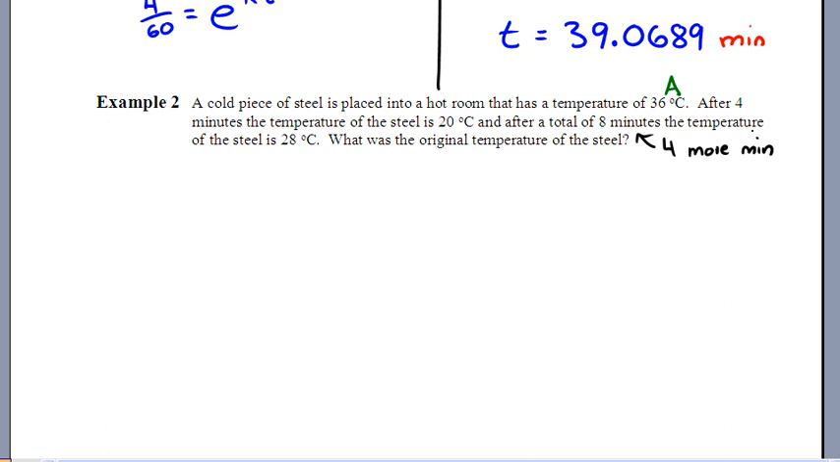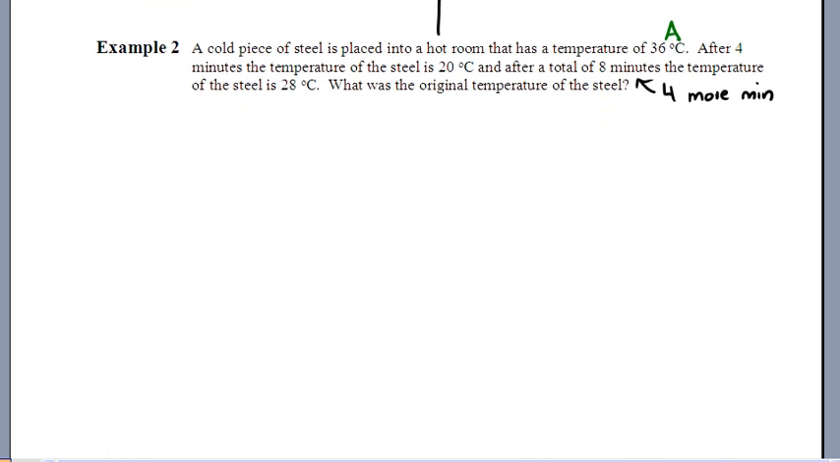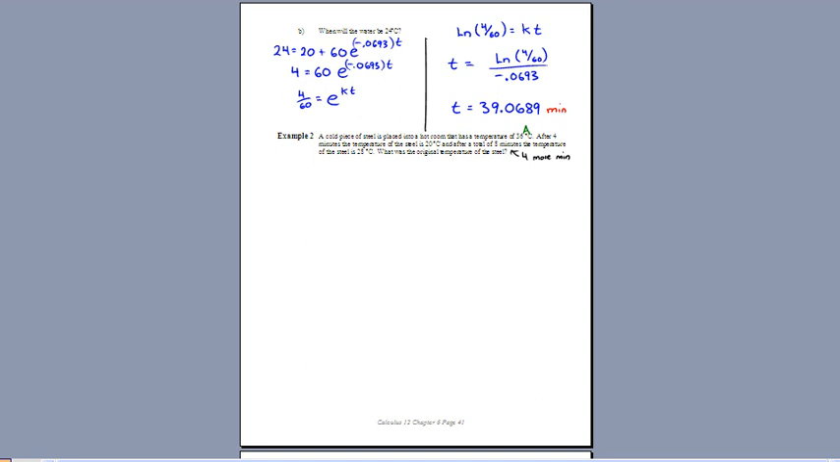Right, a total of 8. The temperature has now come up to 28, and they want to know what the original temperature was. Well, I'm going to dive right into the solution to this differential equation because I've kind of seen what it looks like, and I'm also going to split this page. I'm going to need some room to get this to work.